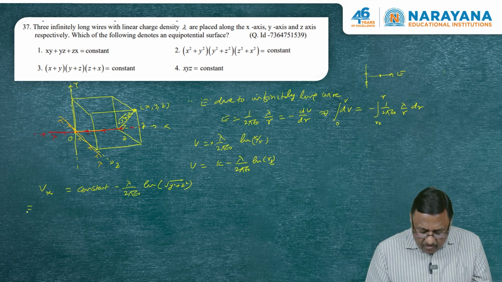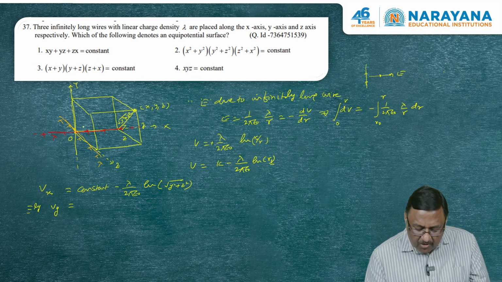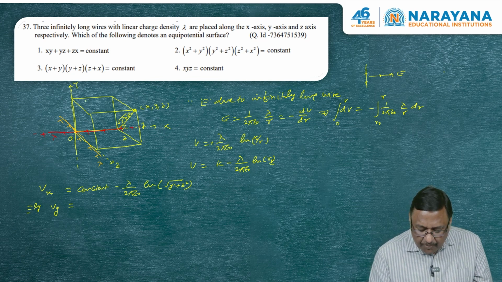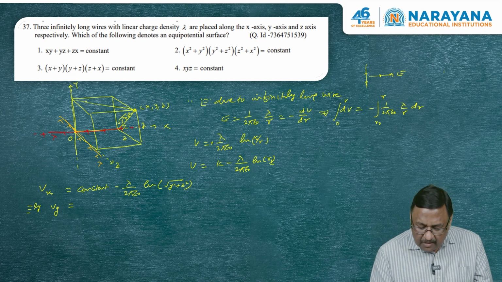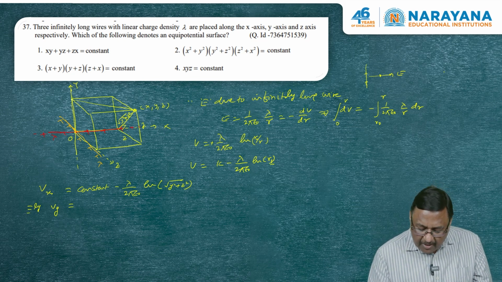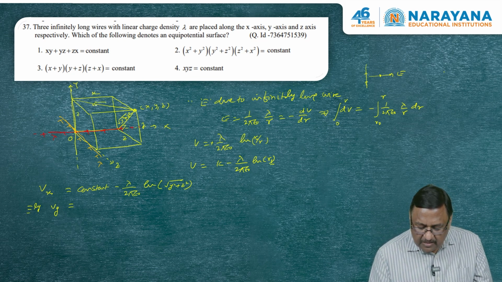Similarly, what is my potential because of the wire kept along the y-axis? If I choose my wire along the y-axis here, what is my perpendicular distance from this point? So this is going to be my perpendicular distance for this point. Here is my x-axis, here is my z-axis. That means this distance is definitely going to be x square plus z square.